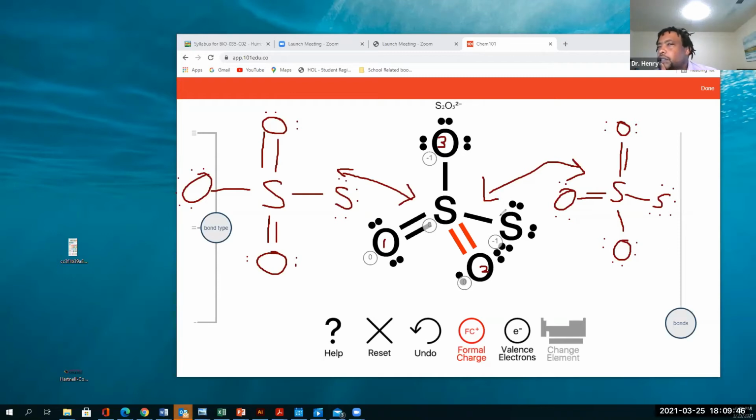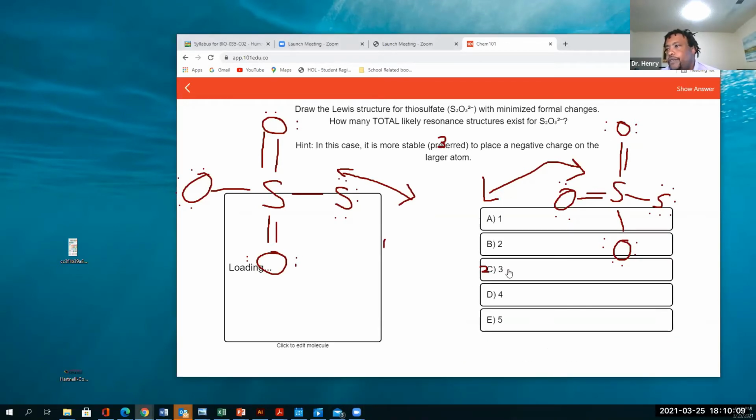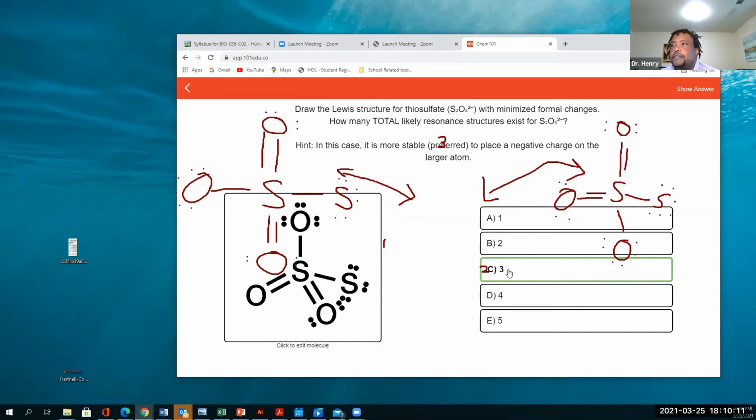Okay, are you guys good? So when we have these, in order to figure it out, you have to just draw them all out to get the number. That's the only way of doing it. Okay, so the correct answer is 3. Okay, are you guys good? I think so. You think so?